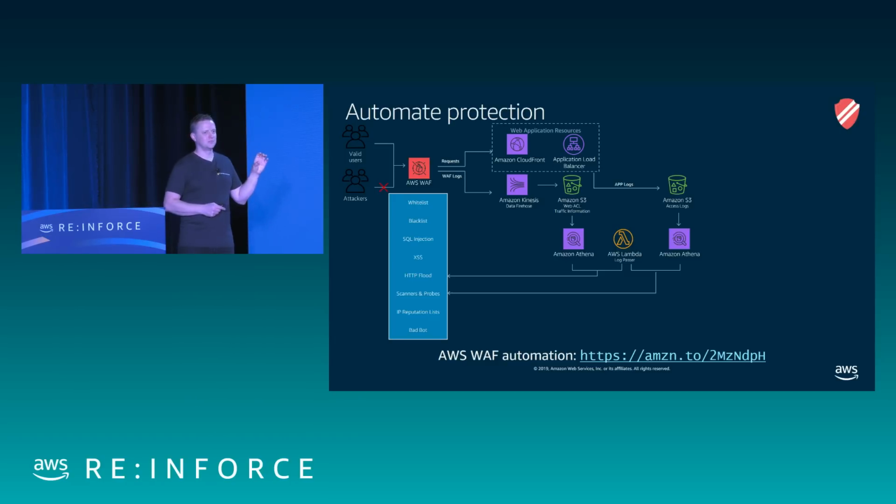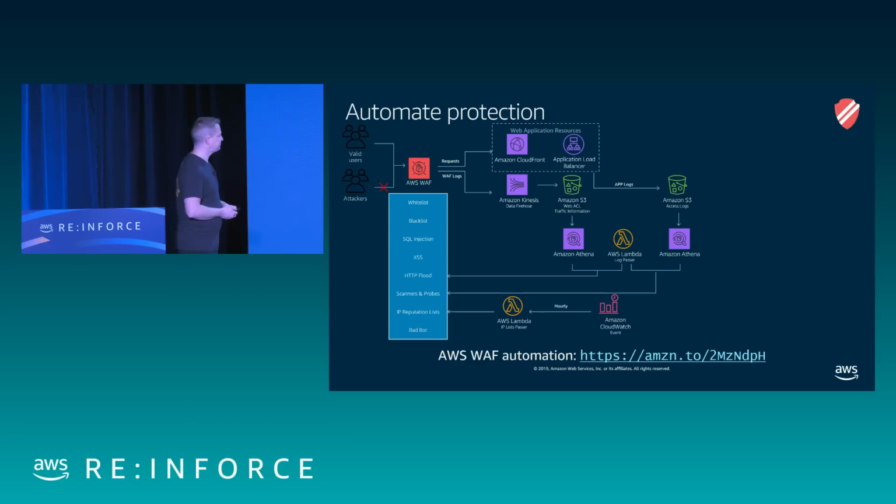Taking those logs, we can detect HTTP flood attacks, and this can be either in CloudFront or the application load balancer, and automatically block those IPs that are conducting those flood attacks. We can also detect the scanners and probes, those bad bots that go out there and try to do bad things, and we can customize that. And of course, this is an example, so you can go off and modify it to suit your requirements as well.